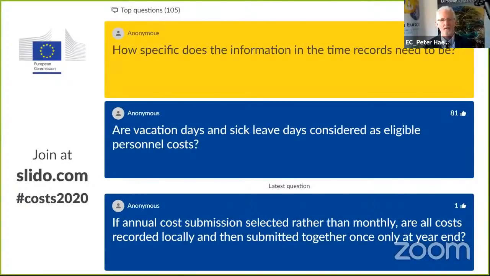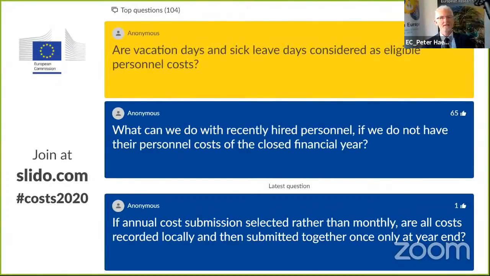Okay, thank you very much, David. And again, you can also have a look at the template, which reflects exactly these minimum conditions, and then it becomes possibly even clearer. Okay, the next question is exactly linked to what David just mentioned already. Are vacation days and sick leave days considered as eligible personnel costs? David, do you want to take this?